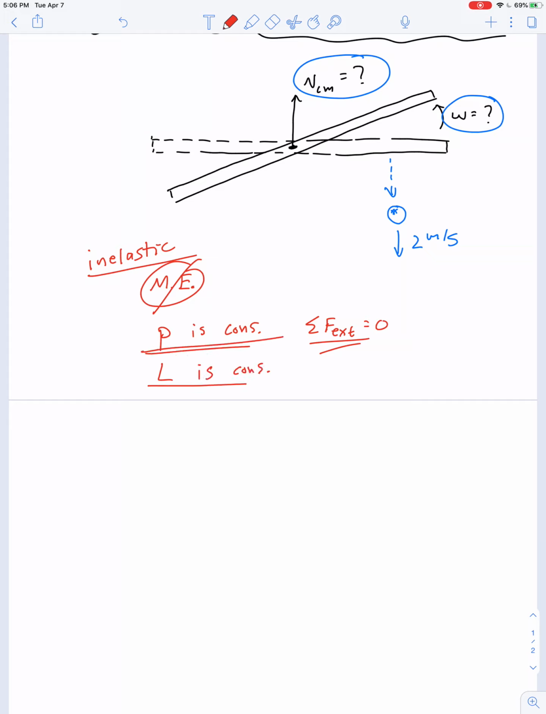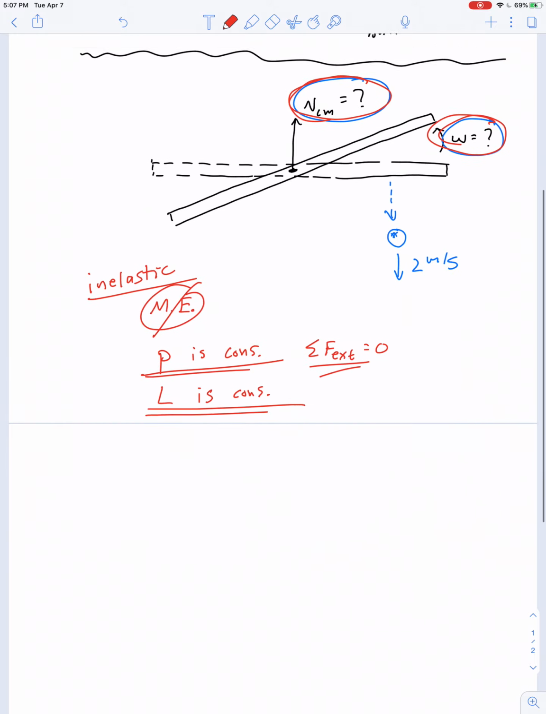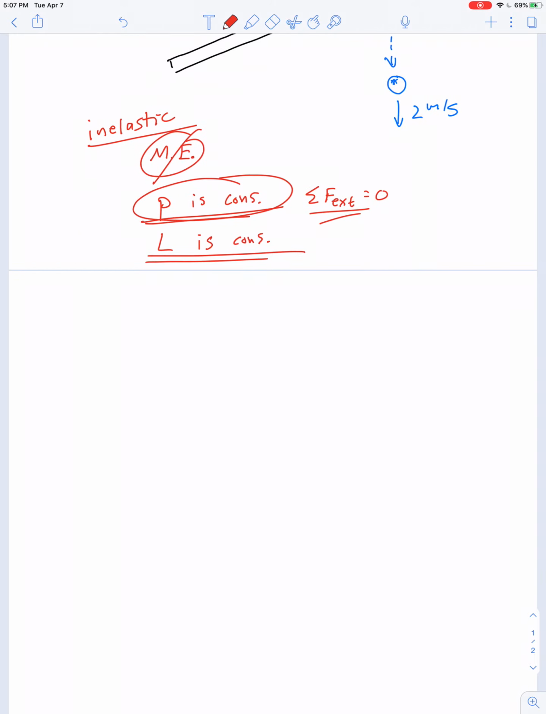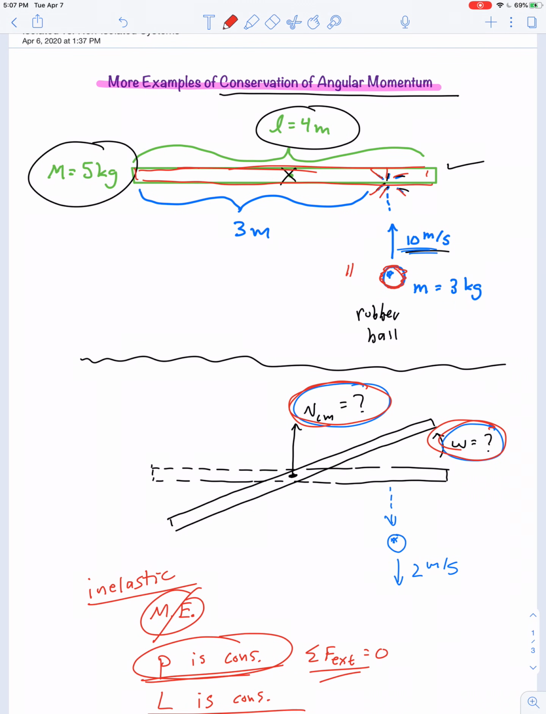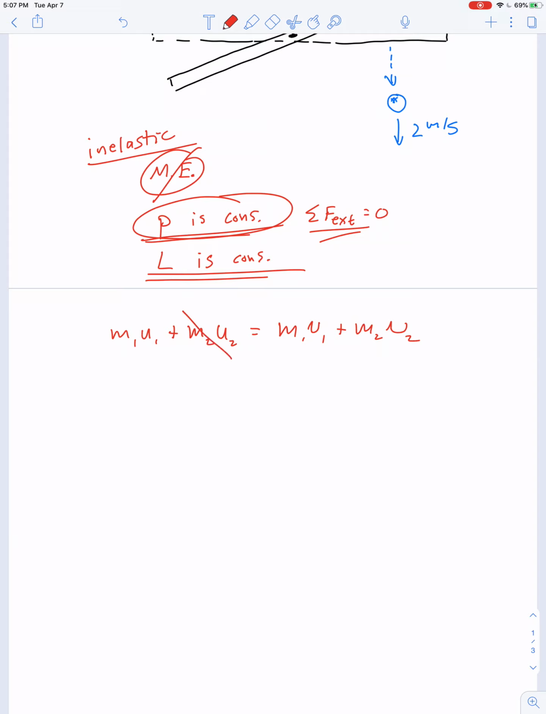Well, because both of these quantities are conserved, then we're going to end up with two equations that express both of those conservation laws, and with two equations we should be able to solve for two unknowns. So let's apply the law of conservation of linear momentum. It tells us m1u1 plus m2u2 has to equal m1v1 plus m2v2. Okay, we'll label these. Object number 1 is the ball, and object number 2 is the rotating rod. So there is no initial velocity for the rod.